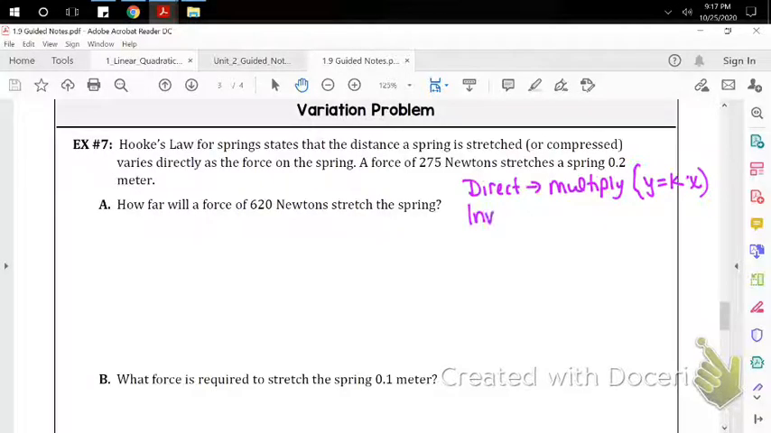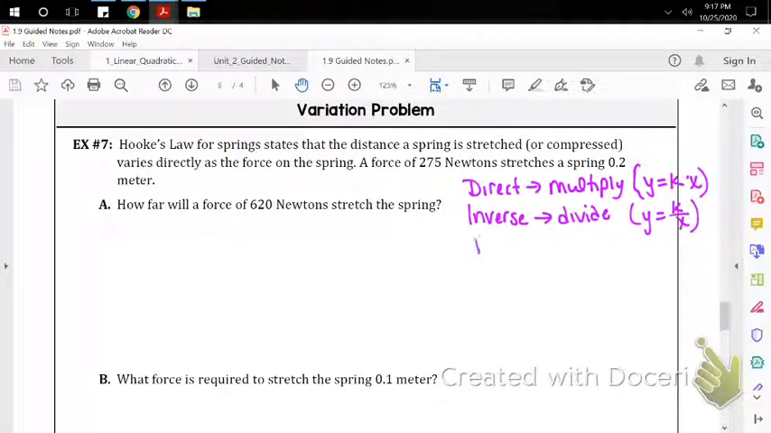Another type of variation we have is inverse variation. With inverse variation, we will divide. So our problem would look something like y equals k divided by x.